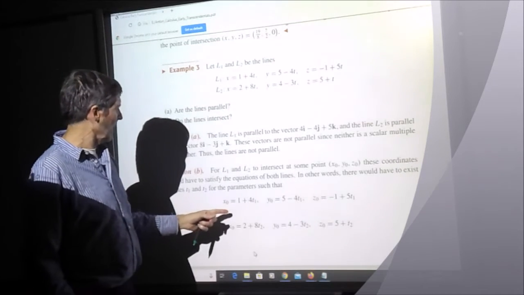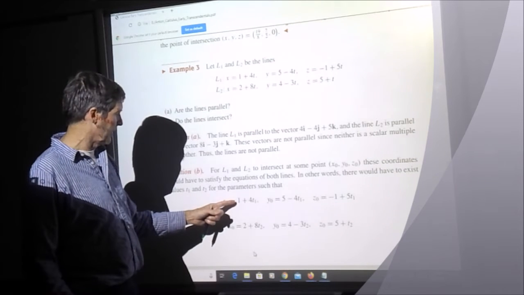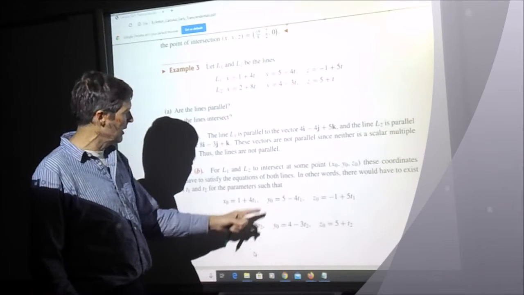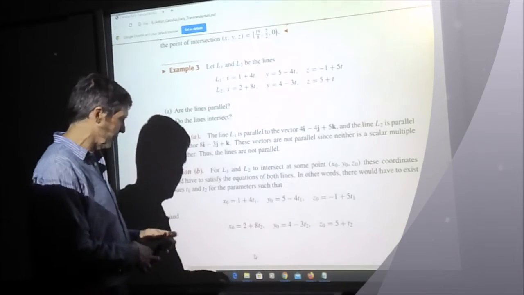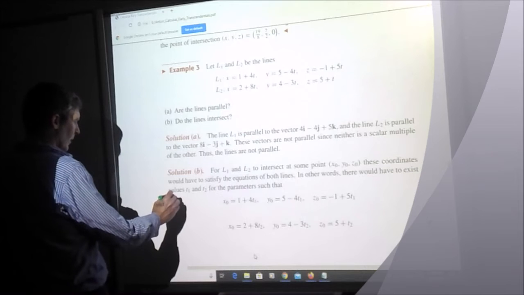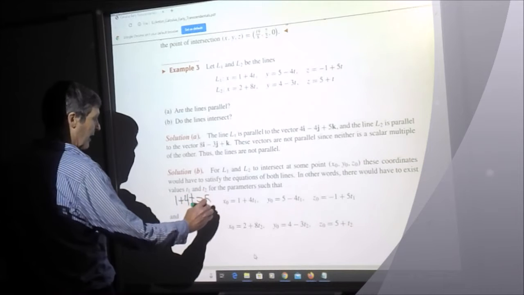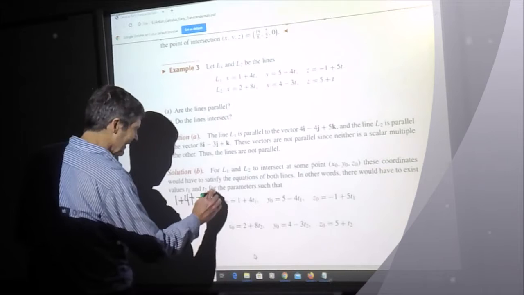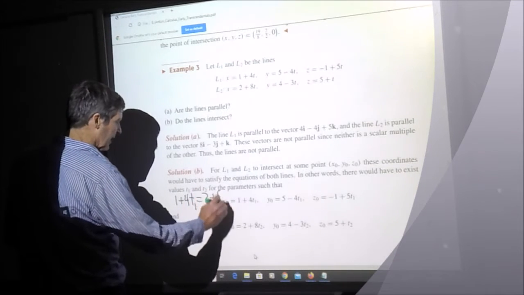And now I want the x and y coordinates to be equal. Then I want 1 plus 4t1 equals 2 plus 8t2. I want 5 minus 4t1 equals 4 minus 3t2. These are 2 linear equations, right? 1 plus 4t1 equals the other x coordinate, 2 plus 8t2.